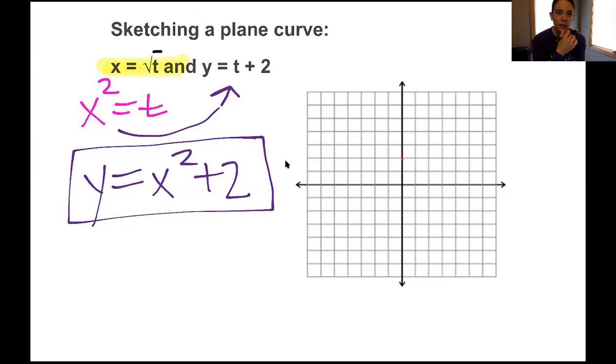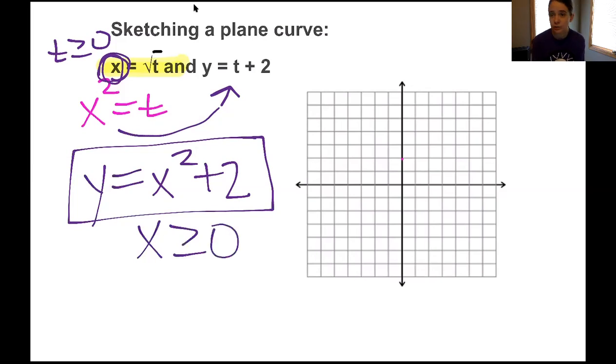Now, we know that we cannot have negatives under our radical. Okay, so I want to think about how that would affect our x's. Okay, if we're plugging in values where t is greater than or equal to 0, how is that going to affect this x right here? Well, our square root of t's are also going to have to be positive. So we know that x is greater than or equal to 0.